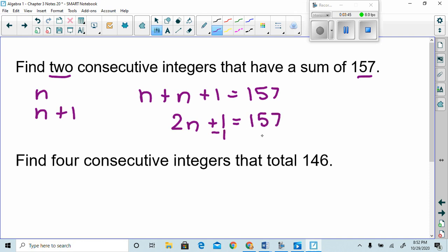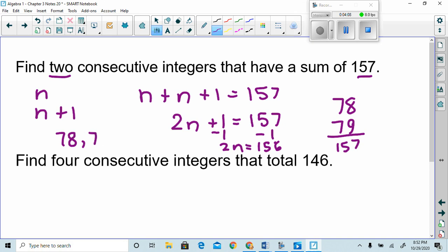I'll subtract 1. That leaves me with 2n is equal to 156. And lastly, divide by 2. That leaves me 78. n is 78, and n plus 1 is 79. If I add them together, that gives me 157. So my two numbers are 78 and 79.